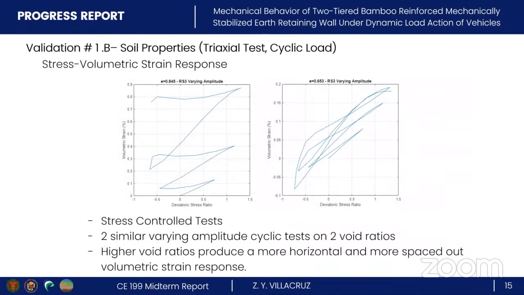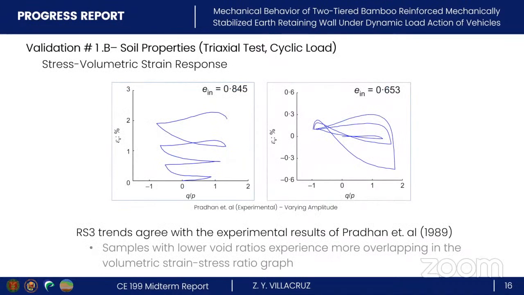The last test, showing another stress-driven test, this time with varying amplitude, the trend is also more apparent. The graph on the left from a sample with a higher void ratio only experiences one overlap, while the one on the right constantly overlaps. These responses and trends agree with the results of Pradhan et al., showing that there is only one overlap for the higher void ratio while the lower one experiences multiple overlaps and the graph is also more condensed.